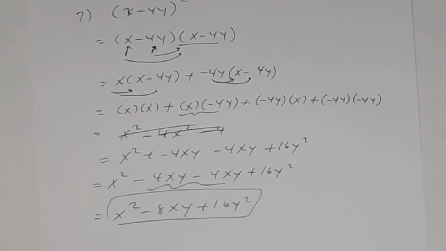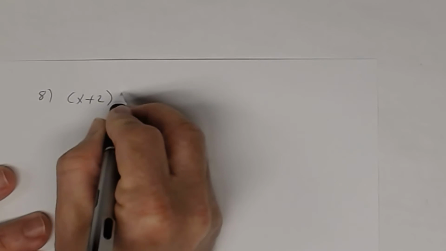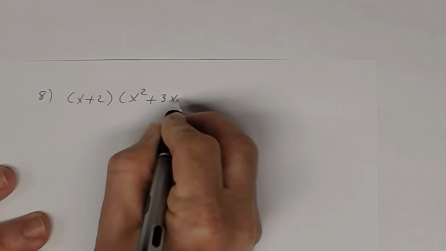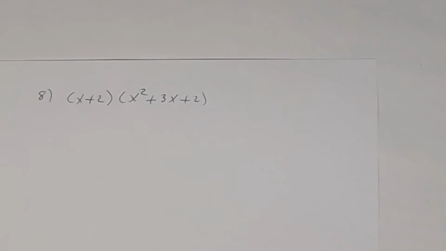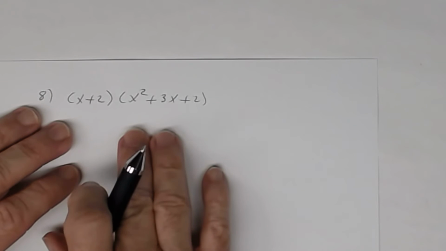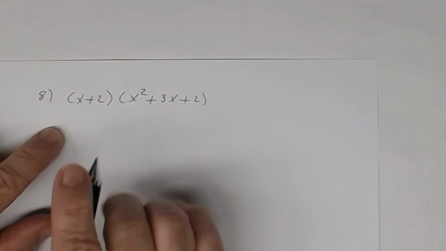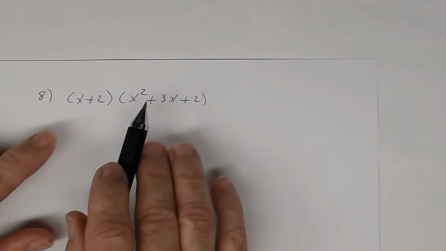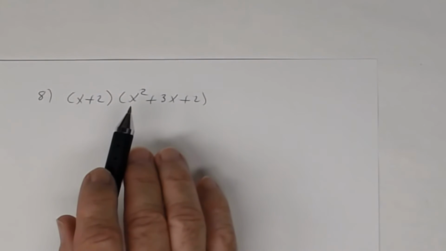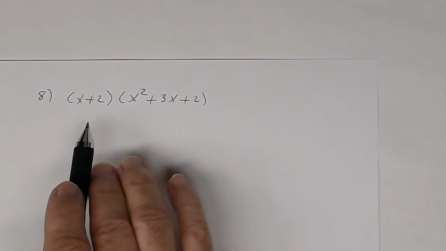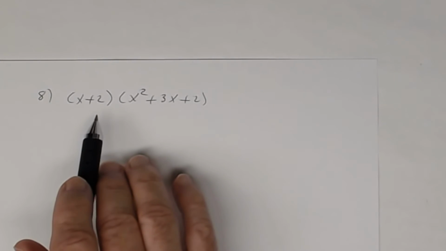Okay, let's look at number 8. So number 8, we have this for number 8. All right, we have x plus 2 times x squared plus 3x plus 2. Now, there's some work you got to do here. So for something like number 8, it's not that easy to mentally do this because you have to distribute and then you got to combine like terms. So mentally, it's not that easy. So you really should show the work here.